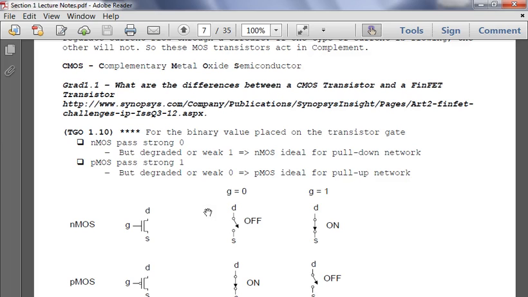So when I say that nMOS passes a strong 0, when you put that value on the gate, whatever's at the source can go to the drain through the channel. But it's a degraded or weak 1, meaning I put a 1 on the gate, it's going to push down the positive holes in the bulk, and will not be able to create a channel. That's what we mean by degraded or weak 1. Which means that nMOS is ideal for the pull down network.